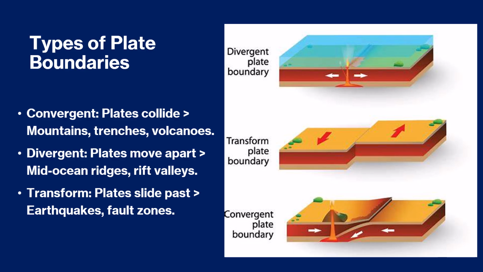At divergent boundaries, plates move apart from each other. This allows magma from the mantle to rise and create new crust, as seen at the Mid-Atlantic Ridge or the East African Rift. At transform boundaries, plates slide past one another horizontally. This side-by-side movement causes earthquakes, such as those along the San Andreas Fault in California. Understanding these boundaries is key to predicting geological events and also their implications.